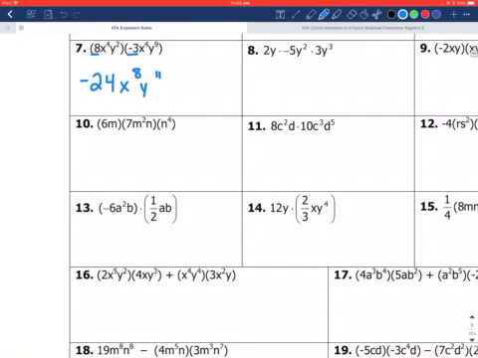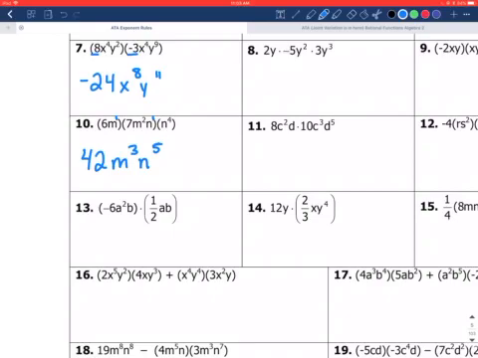For number 10, we are going to multiply our coefficients again. So 6 and 7 is 42. And then this is m to the first and m to the second. So that's going to give us m to the third. And then we have n to the first and n to the fourth, and that's going to give us n to the fifth.